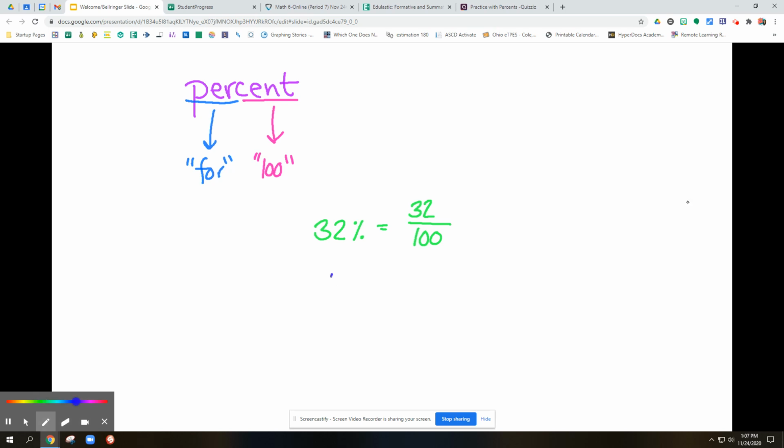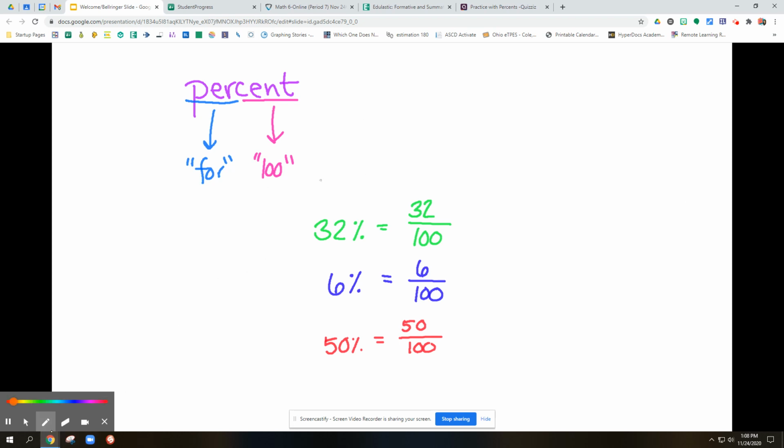Same with 6%. Again, you need to write the percent sign to indicate that it's a percent. That is equal to 6 out of 100. And one more example, if we had 50%, that is equal to 50 out of 100. Okay. So you will see that percents are always out of 100.